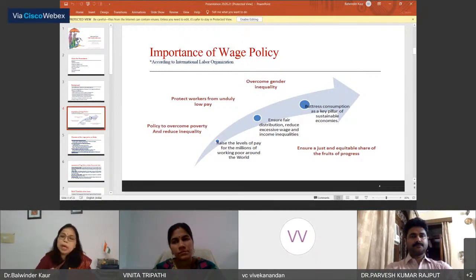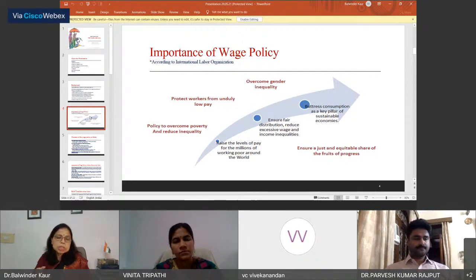So we have three ILO conventions, apart from the Indian Constitution. India is a founding member of the International Labour Organization. There are three important ILO conventions on wage policy. First is the Protection of Wages Convention 1949, then the Minimum Wage Convention and the Protection of Workers' Claims. So these are the three ILO conventions on wage protection and minimum wages.